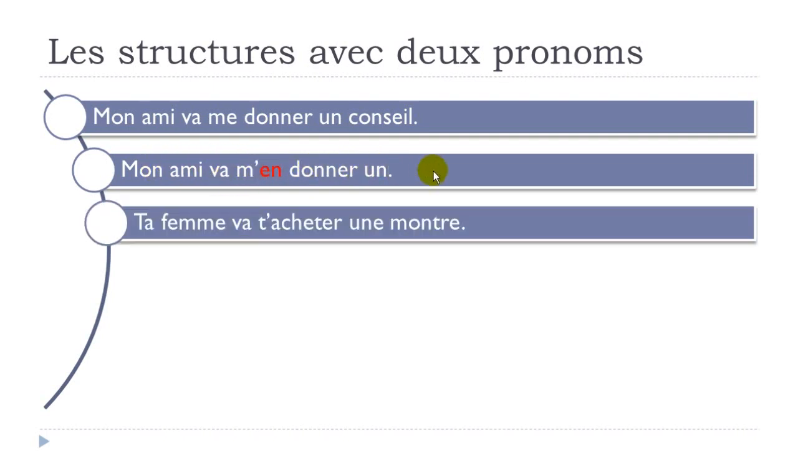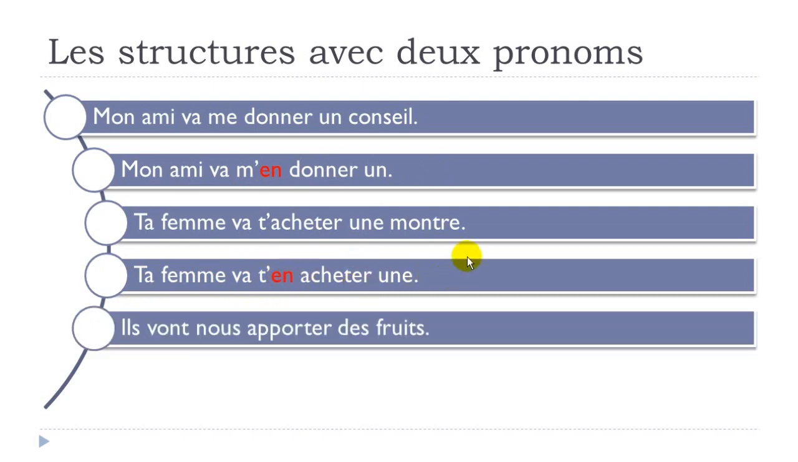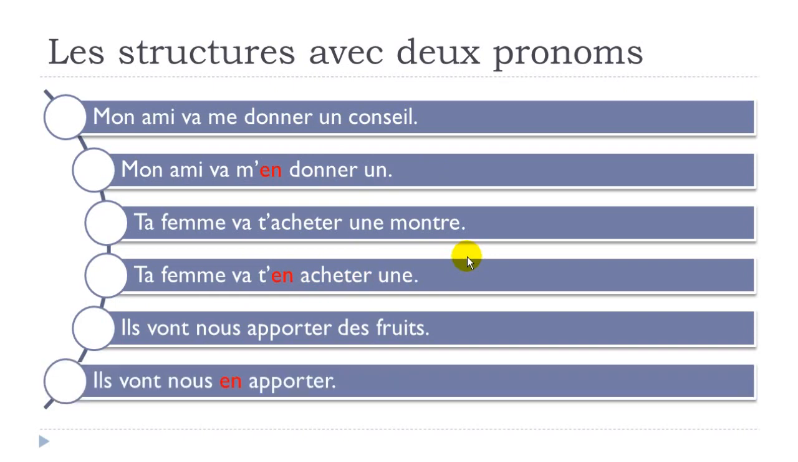All right. Ta femme va t'acheter une montre. Exactly the same rule. Ta femme va, so you've got first your verb here, then te, but then the e is going away, en, and the second verb, acheter une. All right. Ils vont nous apporter des fruits. Ils vont nous en apporter.